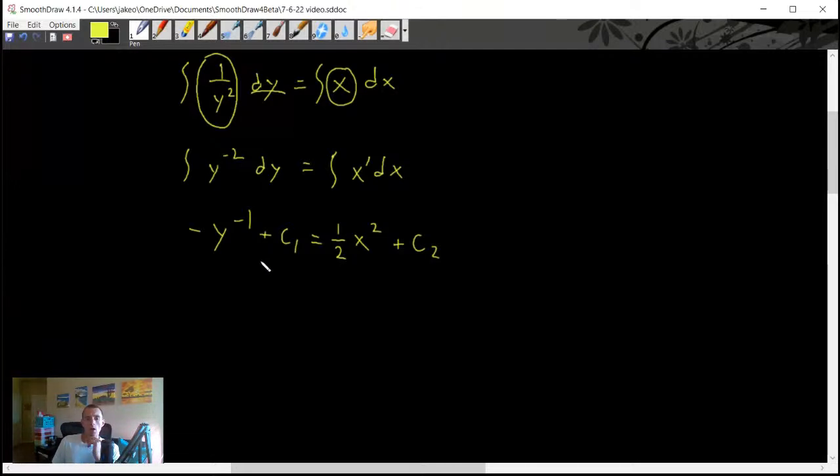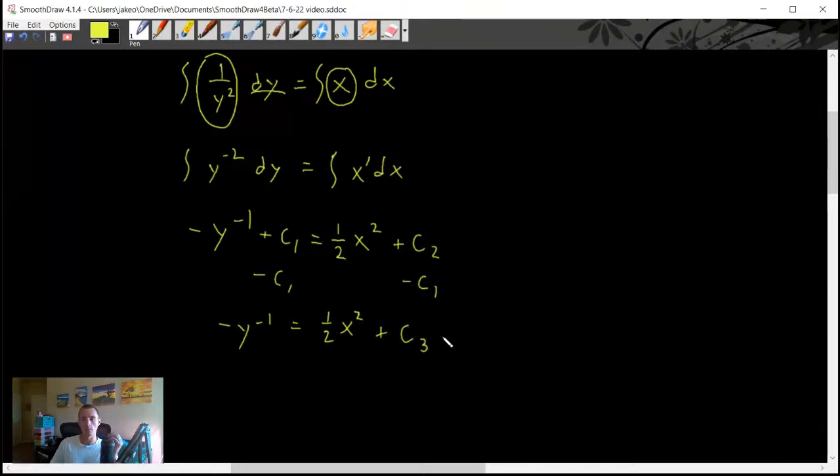So what we can do first is move this unknown constant C1 over to the other side of the equation. So we're going to subtract C1 from both sides. So that's going to leave us with minus y to the negative 1 equals 1/2 x squared. And then we're going to have C2 minus C1. C1 and C2 are both unknown constants. We don't know what they are, but we do know that if you add two constants together, that's just going to give you some other constant. So instead of writing C2 minus C1, let's just consolidate those two unknown constants into a brand new unknown constant, which we will call C3.